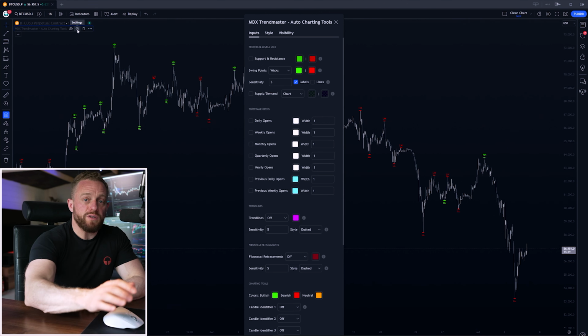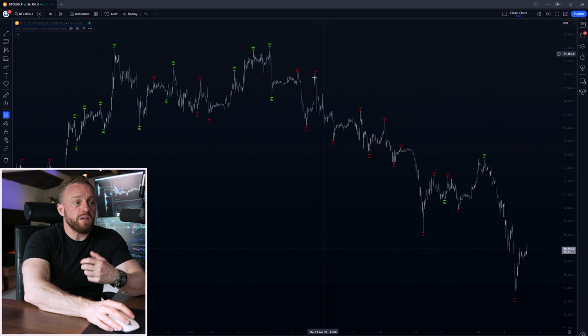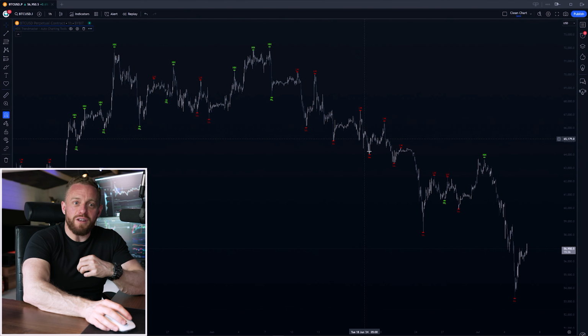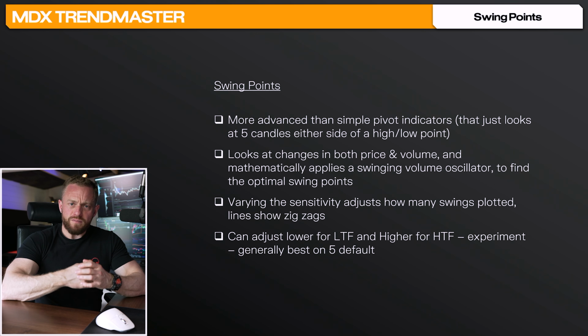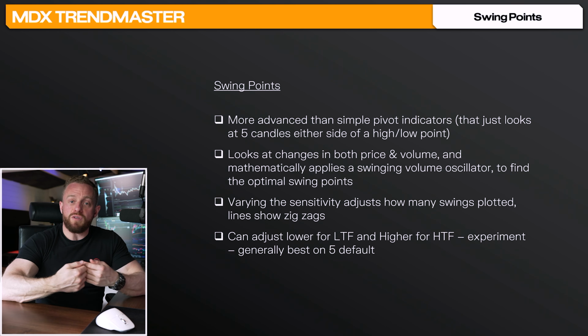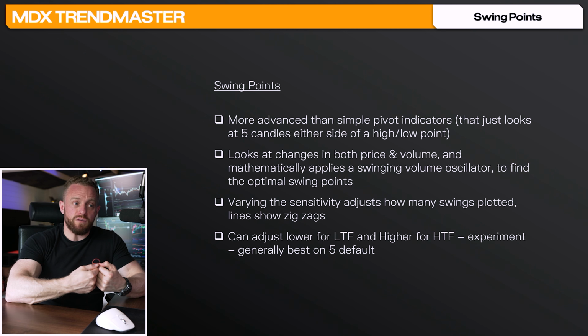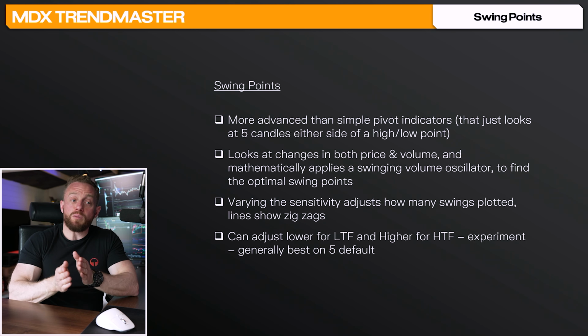The next auto charting feature is the swing points, which you can see here second down in the menu, and this will plot on your chart all your higher lows, higher highs, lower lows and lower highs, depending on the trend in the chart. Now, to explain what this is doing, this algorithm is a bit more advanced than other pivot indicators you may see in TradingView that just look at, say, 5 candles either side of a high or low point.